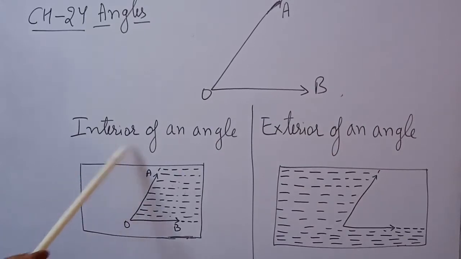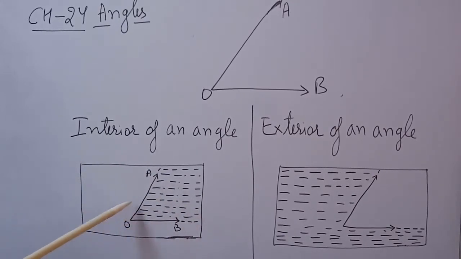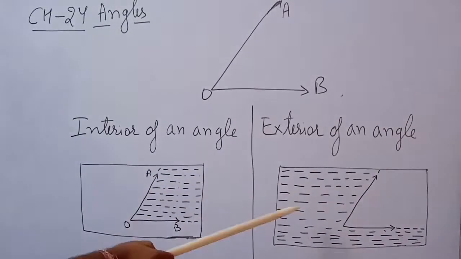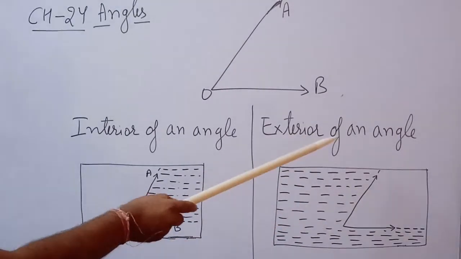Now, interior of an angle. What is the interior of an angle? Here the shaded part is known as the interior of an angle. What is the exterior of an angle? Here the shaded part, that is outside of the angle, is known as the exterior of an angle.